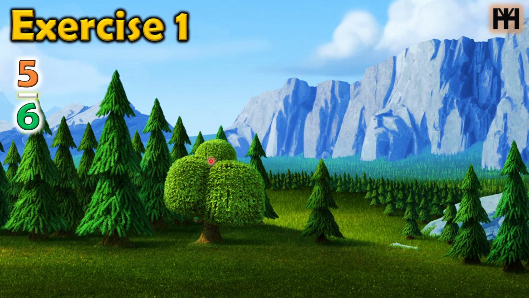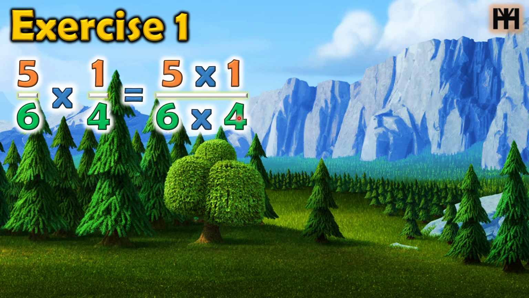Exercise 1. Let's say we have 5 over 6 multiply 1 over 4. Okay, let's multiply them. 5 times 1 and 6 times 4. So 5 times 1 will be 5. 6 times 4 will be 24. So it's 5 over 24.